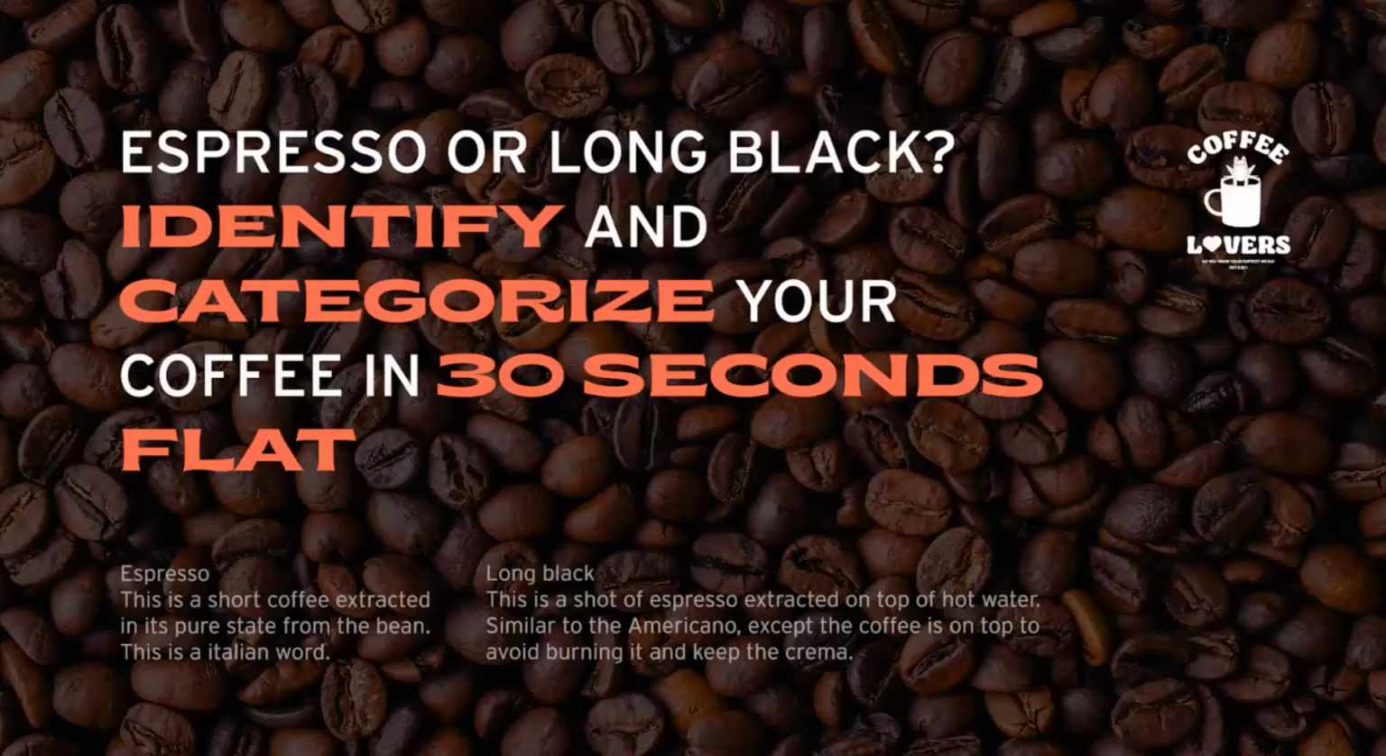So what's the difference between an espresso and a long black? An espresso is a short coffee extracted in its pure state from the bean. A long black is a shot of espresso extracted on top of hot water.